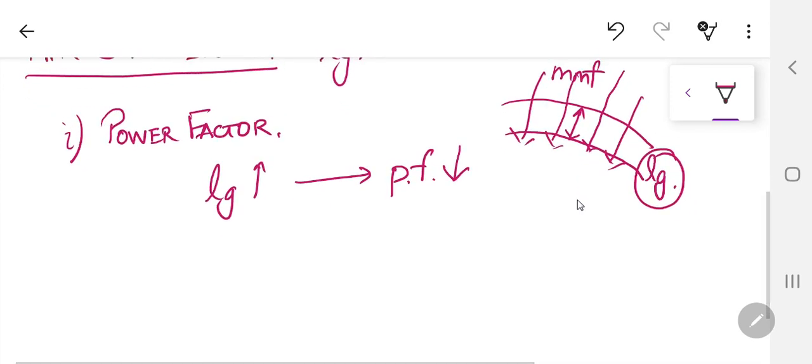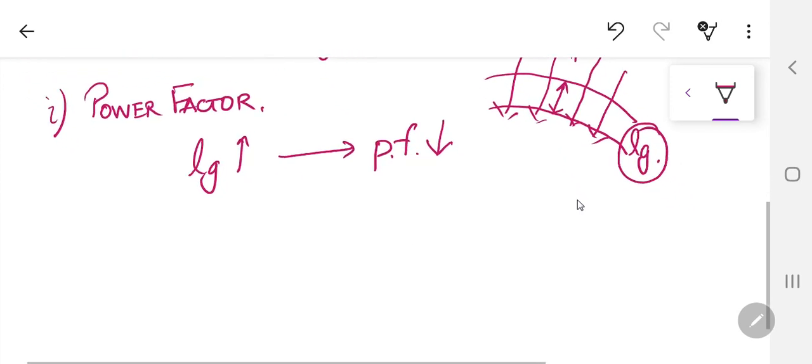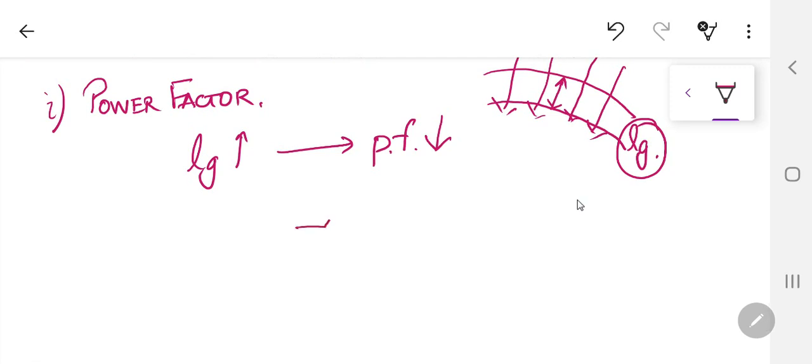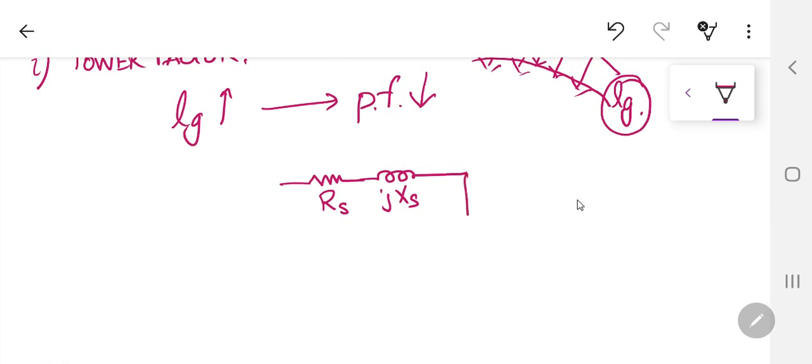Now, explaining this with the equivalent circuit: if you remember, it had some resistance in the very start, and then a stator leakage reactance. This one was RS, this one was jXS, and in the magnetization branch we had R naught, which represents the eddy current losses, and this one was the jXM, if you remember.